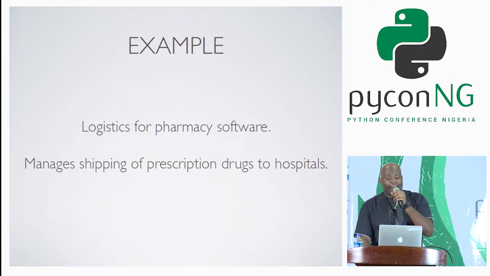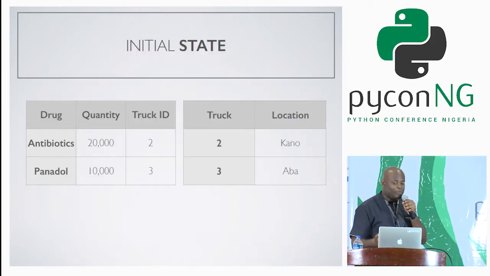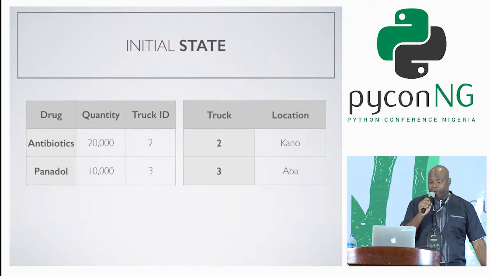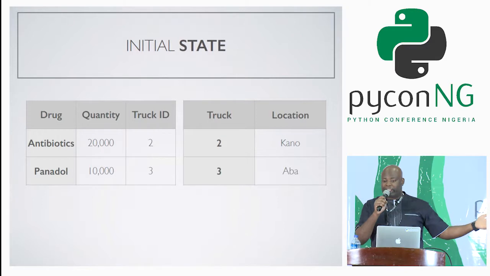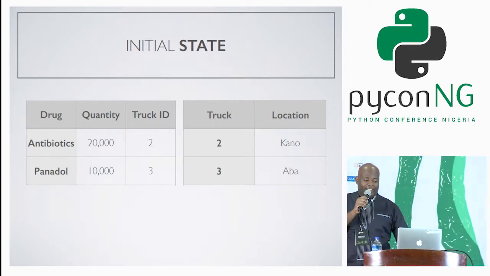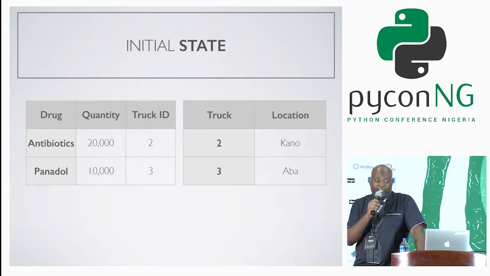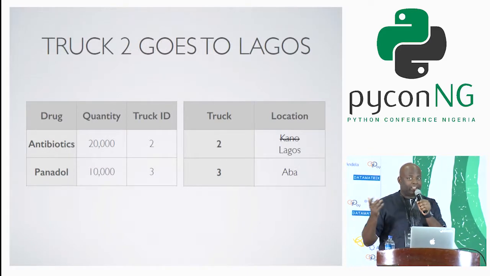So let's say we have a logistics company that delivers drugs, pharmacy prescription drugs, no illegal stuff, and it ships prescription drugs to hospitals. And let's say the initial state in a database somewhere is there's 2,000 antibiotics in a truck with ID 2, and there's 10,000 tablets of Panadol in truck number 3, and truck number 2 is in Kano, and truck number 3 is in Aba. Straightforward, right?